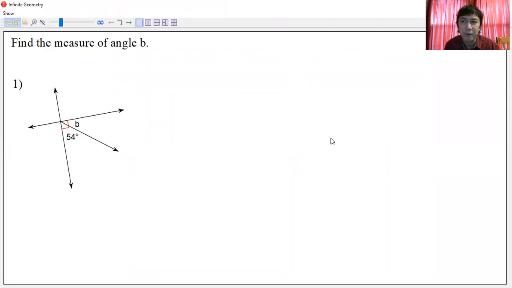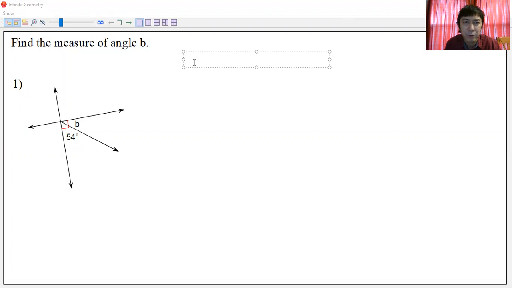Find the measure of angle B. For this set of angles, we have two angles here. They are complements of each other, so the total is 90. We can set up the equation first and then find the unknown. Let us see the given here. We have B and 54, and we have the marking of a right angle there. That means the total of the angle B and the 54 degrees is 90. So we can set up the equation for our solution.